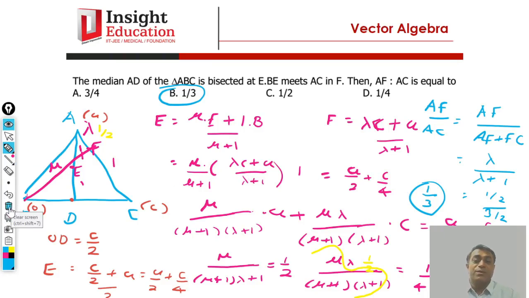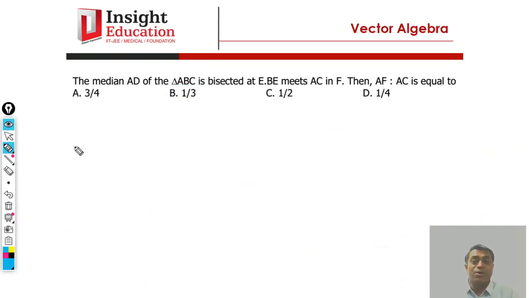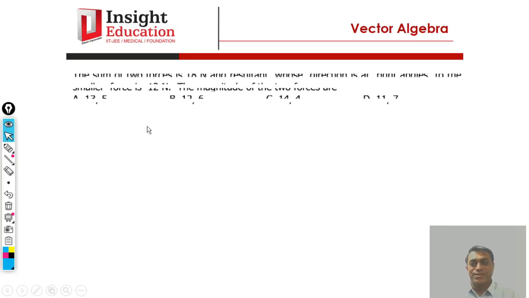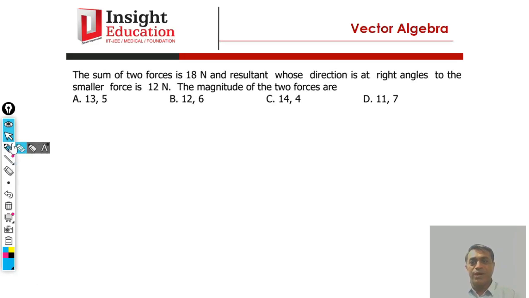So now you can see mathematics is more complicated than physics as far as vectors are concerned. Again, we have solved this example in physics. Sum of two forces is 18 Newton, resultant whose direction is at right angle to the smaller force. So I am giving you the shortcut directly. Suppose vector A and another vector B, and A plus B, that is the resultant, is at right angle to the smaller force. Suppose resultant vector R.